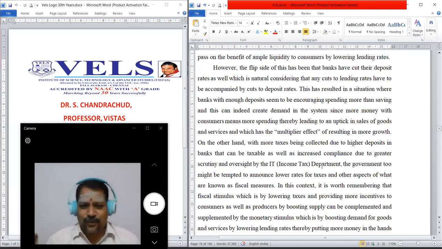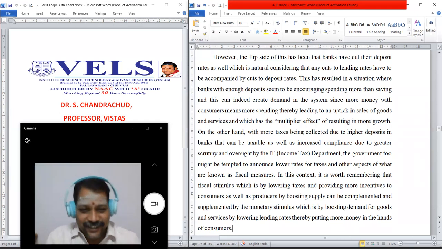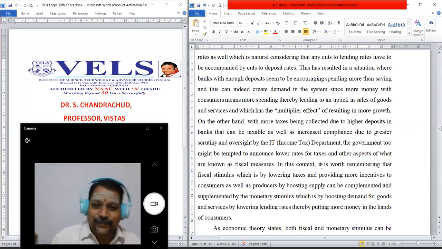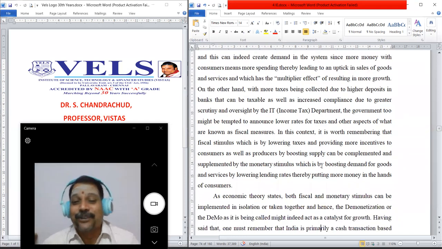In this context, it's worth remembering that the fiscal factors stimulate by lowering the taxes and providing more incentive for the consumer as well as the producer to boost the supply, complemented and supplemented with the monetary stimulus, which in turn boosts the demand for goods and services, and there is a very low lending rate. Even the housing interest rate is reduced. The corporate interest rate is reduced. Repo rate is reduced. So the circulation of money is more now, and people are preferring more goods. Both fiscal and monetary measures are supportive to the system.